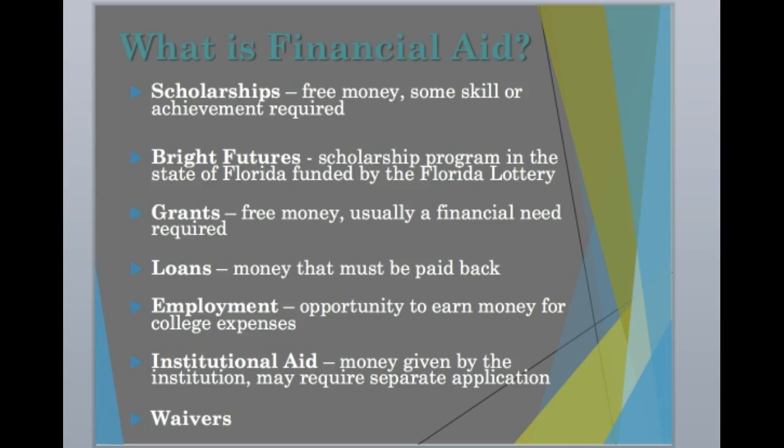Institutional aid is provided by the university or your post-secondary institution, and it's offered directly from them through endowments and other scholarship programs. Private resources include a variety of scholarships from various groups such as local employers, national organizations, and community groups. So you'll see up here that scholarships are free money and require some skill or achievement.